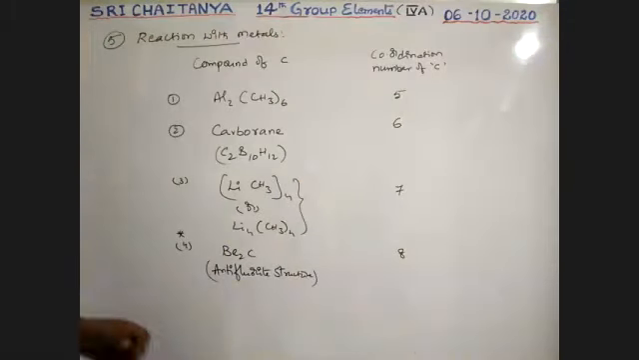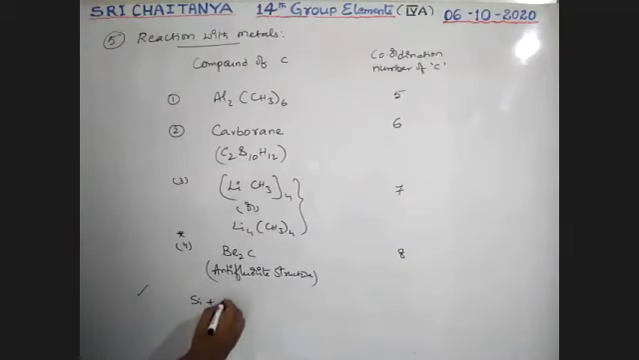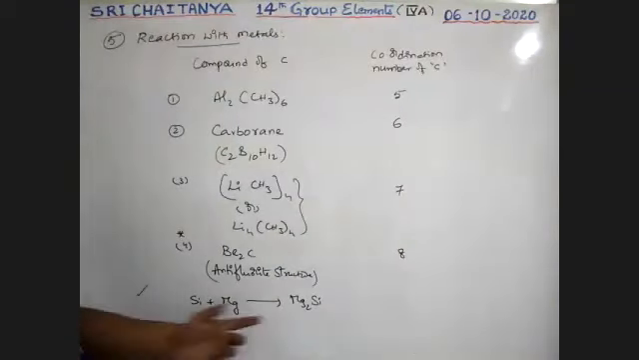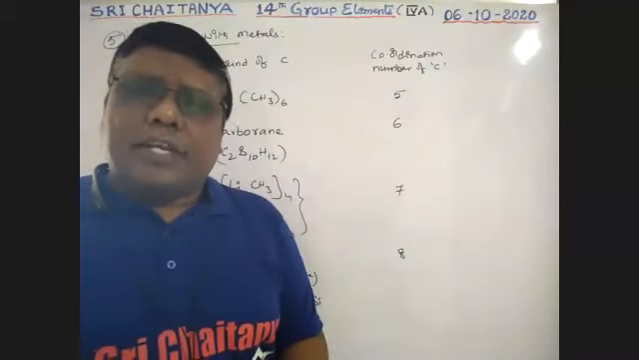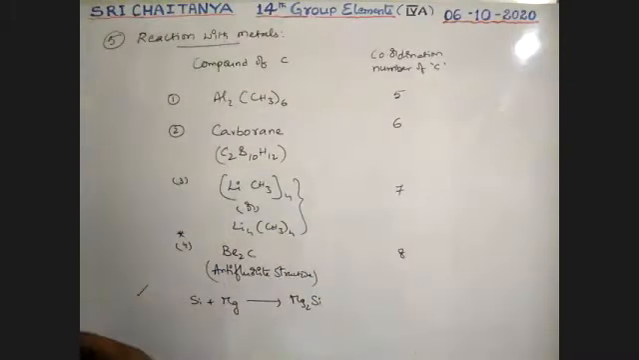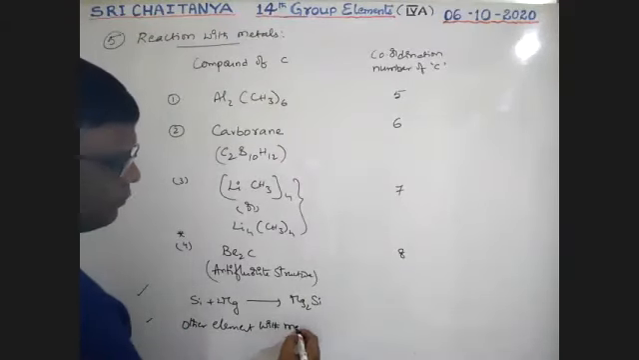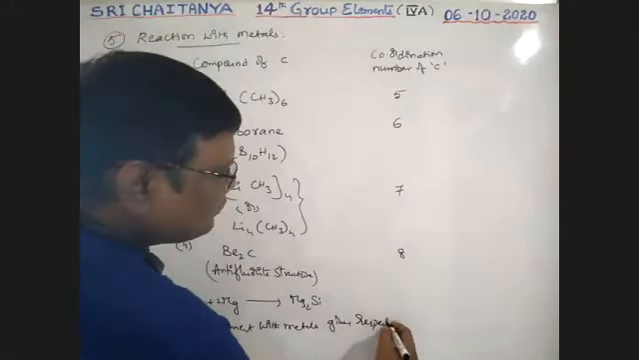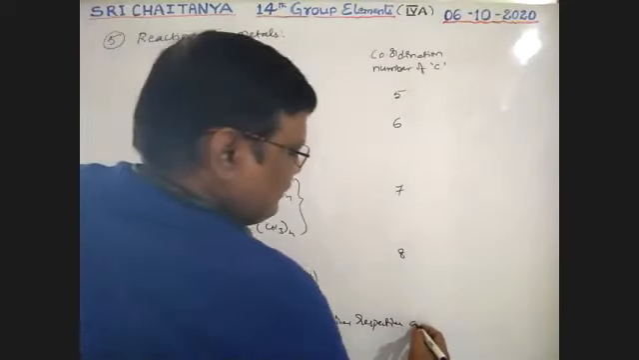See here, next point: what about silicon? When silicon reacts with magnesium, that gives Mg2Si. So with metal, silicon gives magnesium silicide as the product. Okay, so it is 2 Mg, boys. Next, the other elements with metals give respective alloys.